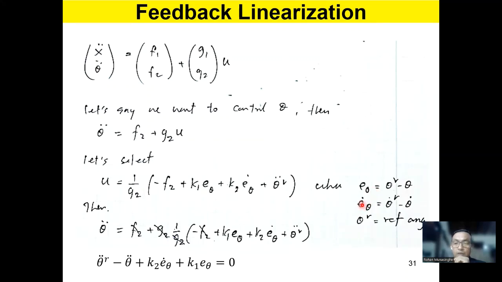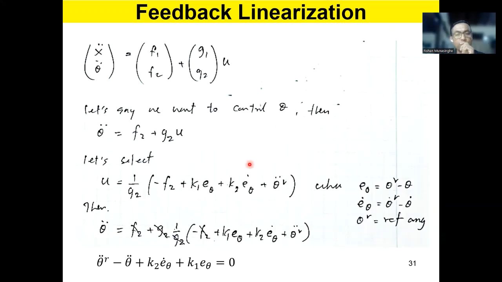Then E dot theta is the rate of change of the angle error, that is theta dot r minus theta dot. What is theta dot r? Again, you can say you don't want any reference speed. You want the reference angular speed to be zero. So this is also actually zero, right? So this is theta dot, whatever its actual value. Theta r is the reference angle, right? What is the reference angle? Of course, it's zero.